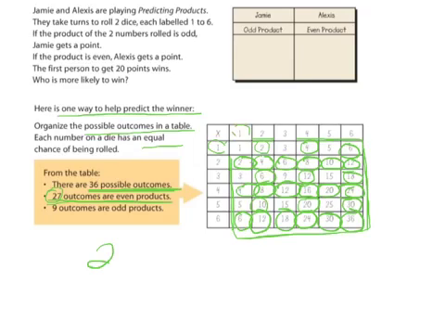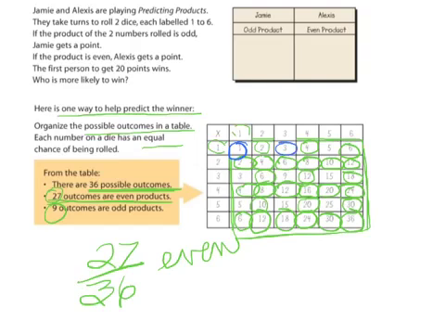So we would say that 27 out of 36 is the theoretical probability that we will end up with an even outcome. 9 are odd. We've only got 9 odd ones here. So theoretically, 9 out of 36 outcomes will be odd.